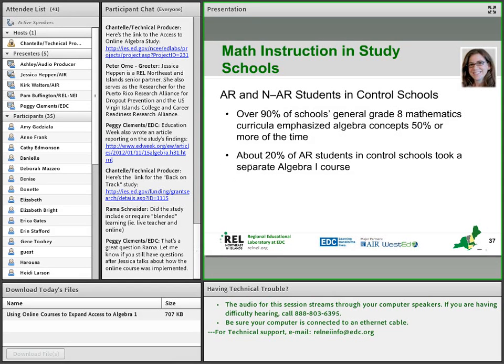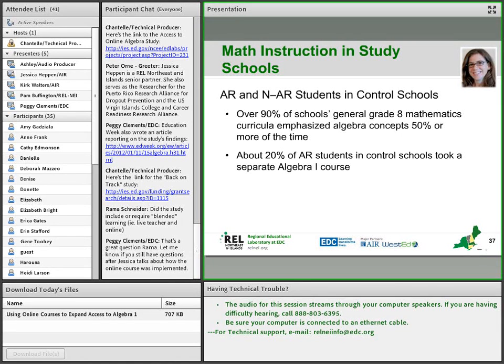And then in control schools, similarly, we found that over 90% of the schools' general 8th grade math curricula emphasized algebraic concepts 50% of the time or more. So again, these general 8th grade math classes had a lot of algebraic content. This was the contrast for this study. It was certainly not online Algebra I versus no algebra. It was algebra in multiple different kinds of ways, both integrated into the general 8th grade math class in a big way. And as you see in the next bullet, a fair share of the Algebra Ready students in control schools actually took a separate formal Algebra I course.